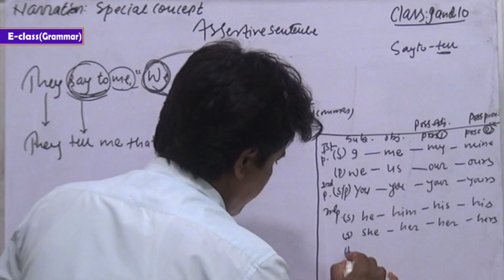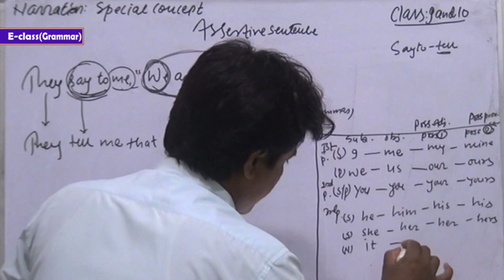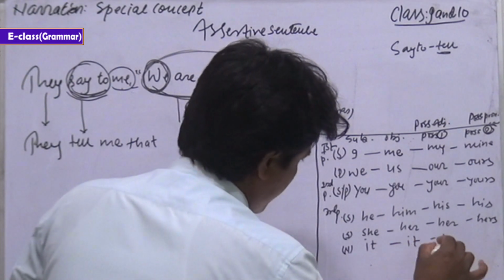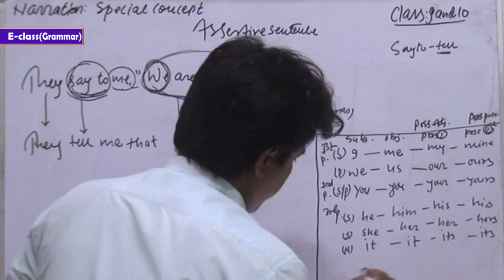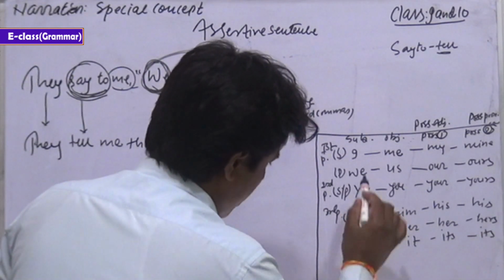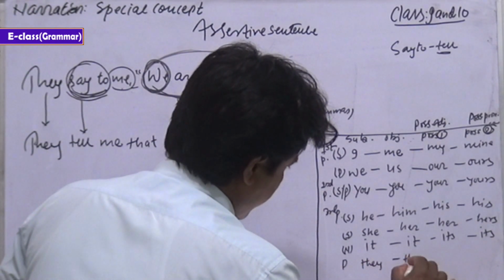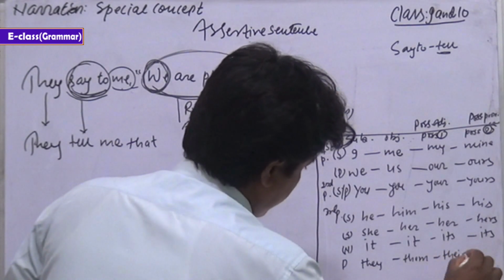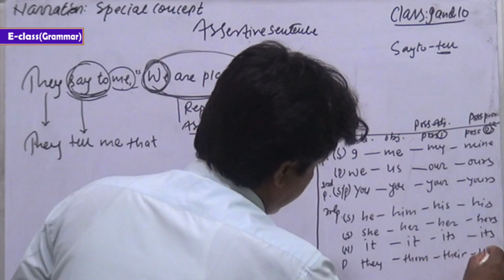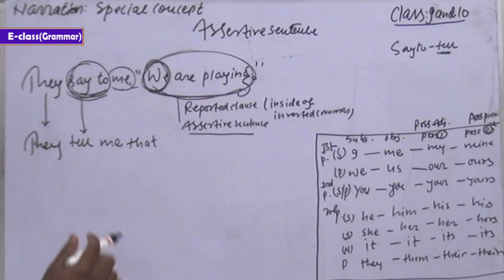Now for neuter gender, thing, animal, it, we write its here and the same is here. Now for plural, all: they, them, their, and theirs. Please write this down. Yes. Now let's come over here.